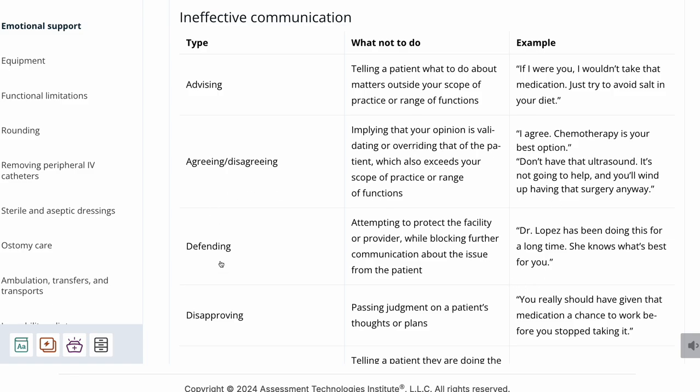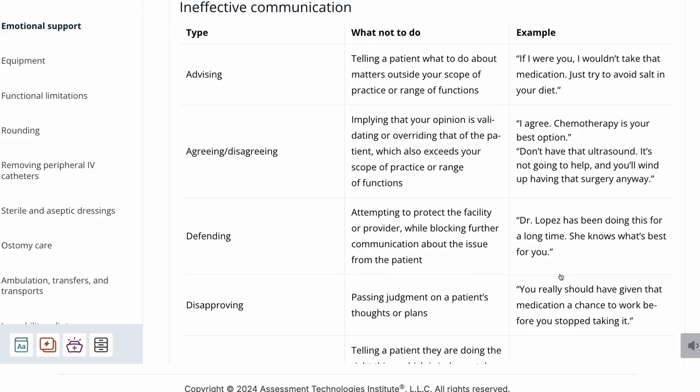Defending is something that patients may take wrong. Let's say the patient is saying something that they don't like about that doctor, and then you come back and you say, well, Dr. Lopez has been doing this for a long time. She knows what's best for you. You just need to listen. No, you should say, thank you for sharing with me that you're not feeling comfortable with Dr. Lopez. Let me get Nurse Randall so that we can find out a plan to make you feel more comfortable. Make sure that they feel like they're heard.